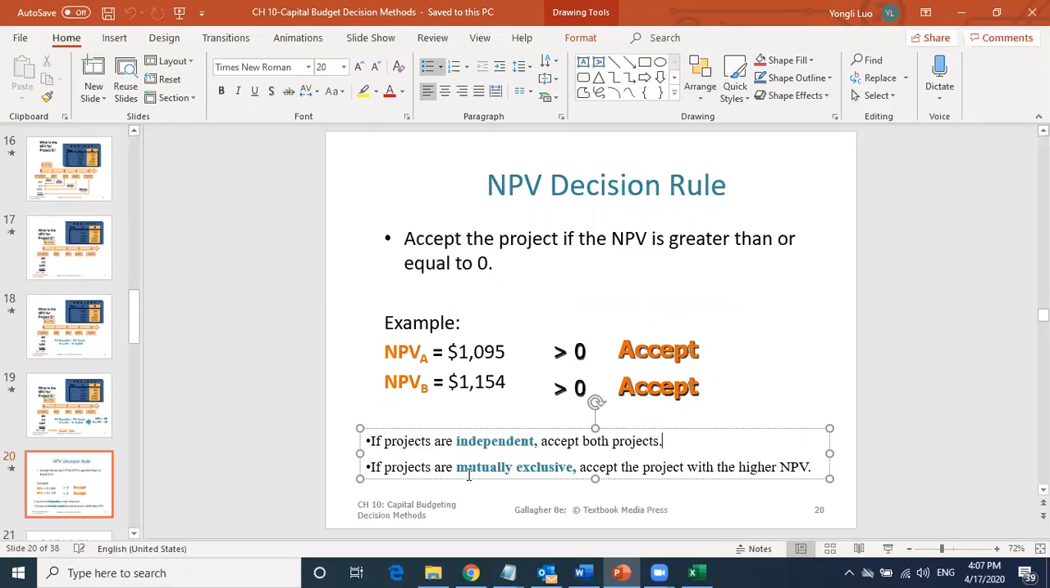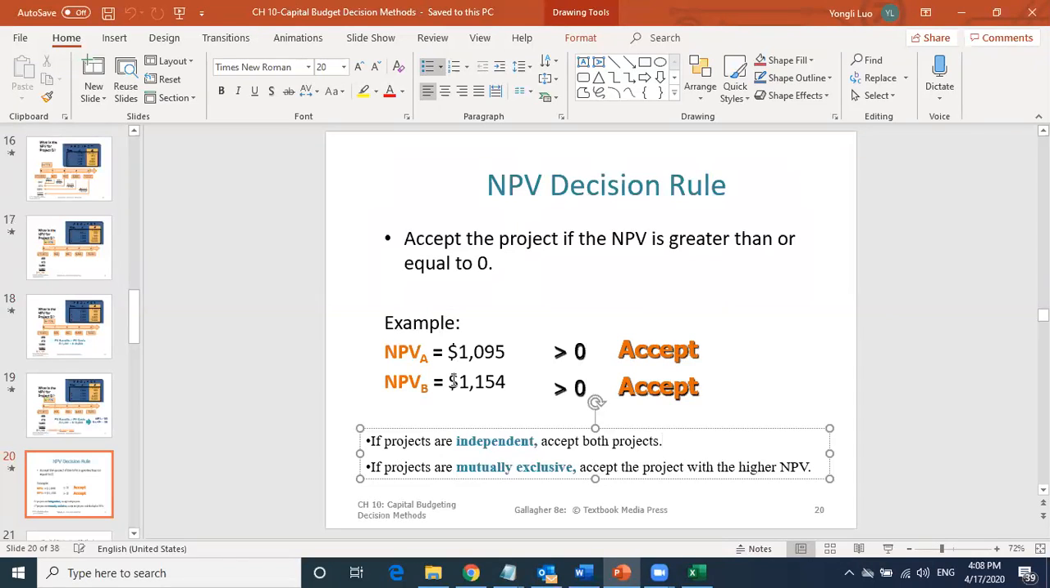If the projects are mutually exclusive, so what do you mean by mutually exclusive? You can accept only one project. That means if you accept one, you have to reject the other one. If two projects are mutually exclusive, accept the project with a higher net present value. Both projects are acceptable if they are independent. If you have to choose one, or the two projects are mutually exclusive, you choose the project with a higher net present value.